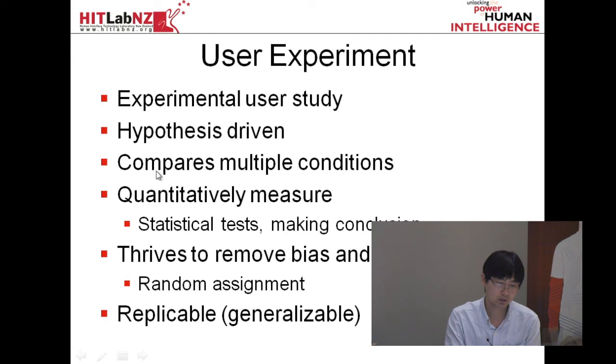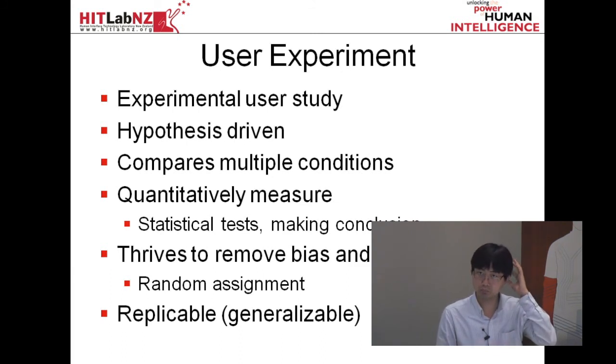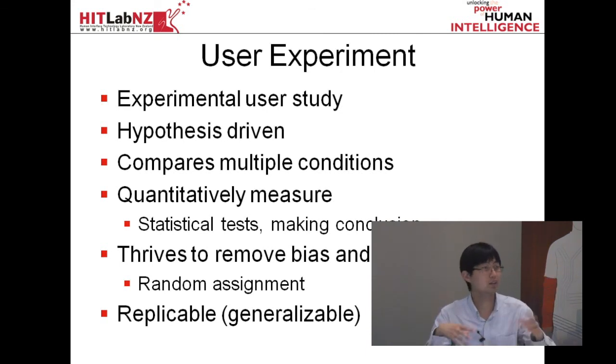It usually compares multiple conditions, as I mentioned earlier. Although you can also collect qualitative measures or feedback, it usually involves quantitative measures so that you can do statistics and make conclusions out of it. It also tries to remove bias and error, so you try to control all the other error sources, such as the environment where you do the experiment. If there are unexpected noises like this, then users might be affected by those noises.